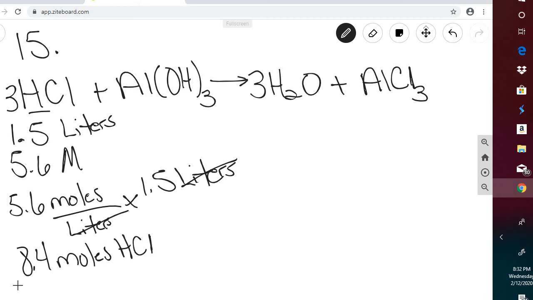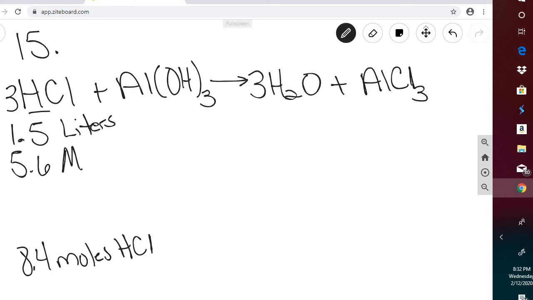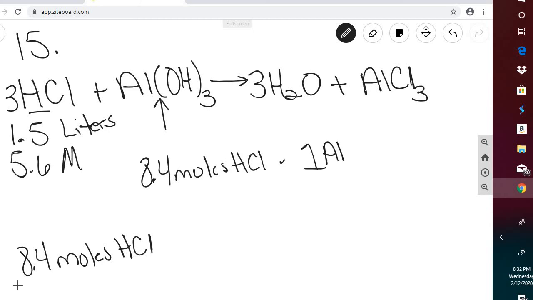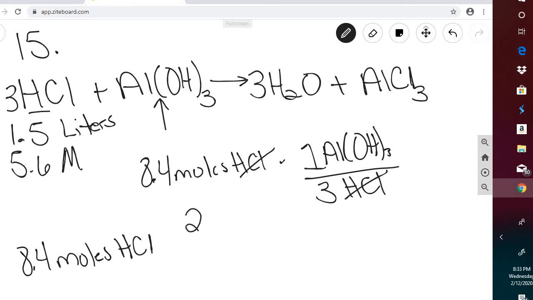Now that that's in moles, we can use stoichiometry to determine the number of moles of this. So 8.4 moles of HCl, and there is 1 aluminum hydroxide for each 3 hydrochloric acid, HCl. So the HCl's cancel. 8.4 divided by 3 is 2.8 moles of aluminum hydroxide.